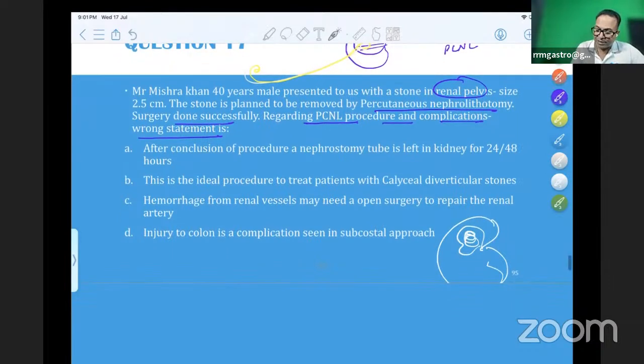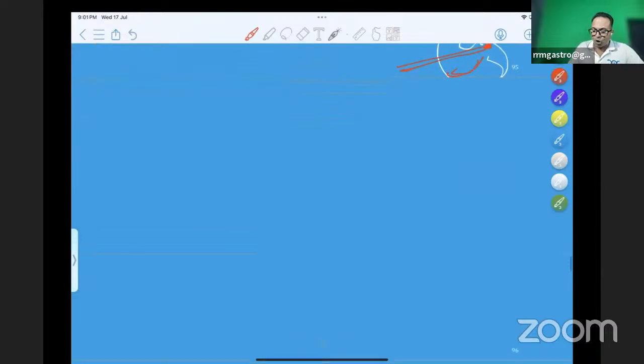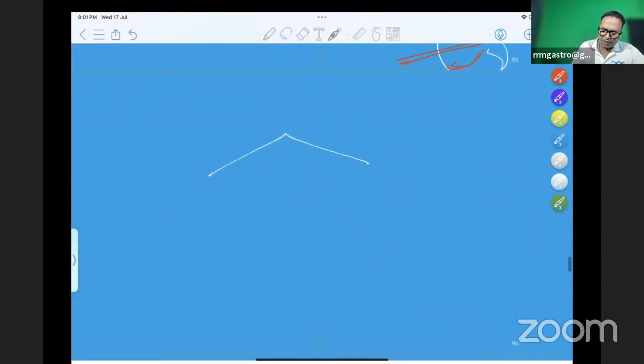Hemorrhage from the renal vessels needs to be repaired by surgery. No. What will I do for a hemorrhage? PCNL is a blind puncture procedure. If I perforate the renal artery, what will I do? I will go for angioembolization. It doesn't need an operation. Injury to the colon is a complication of the subcostal approach is true. So the answer here is, you should understand what is percutaneous nephrolithotomy.